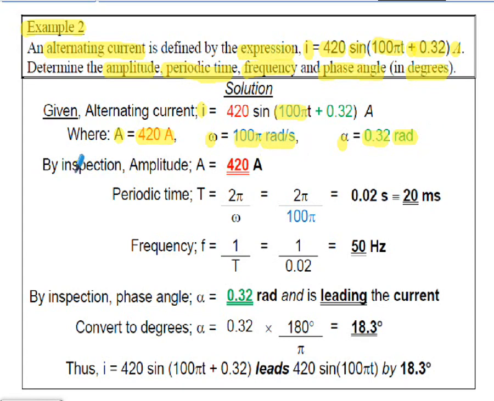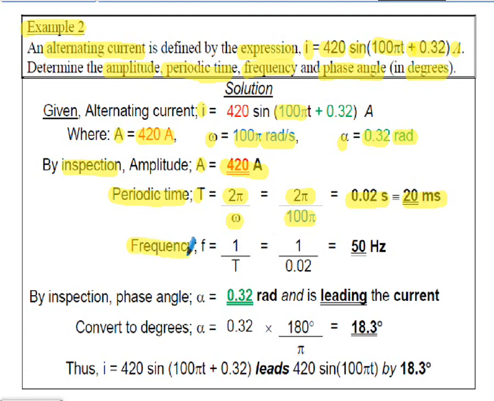So as we say, by inspection, by looking at the equation, the amplitude is 420 amps. We know the periodic time, capital T, is defined as 2 pi upon omega. We had that on the previous slide. So in this case, that's 2 pi divided by 100 pi for the omega. The pi's cancel, so we end up with 2 divided by 100. So that's 0.02 seconds, or we could specify that as 20 milliseconds.